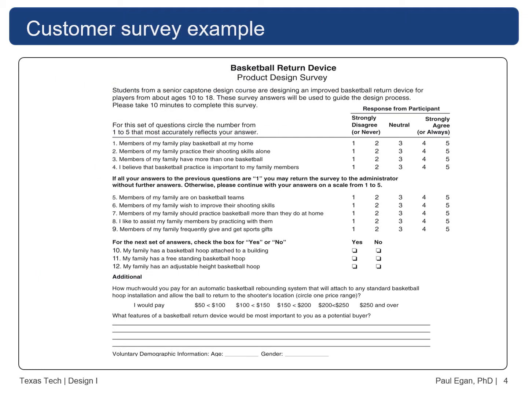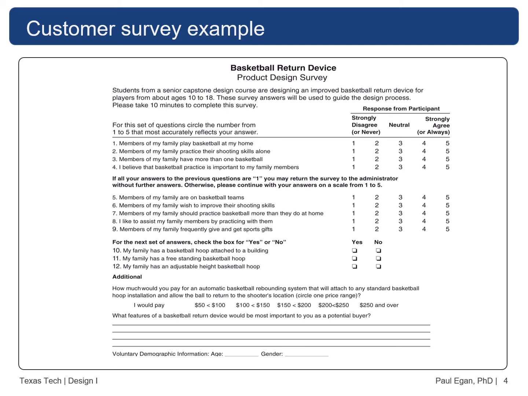So this is an example of a customer survey. It uses what's called a Likert scale. So it rates from strongly disagree to strongly agree, with neutral in between, for each question. This is for a senior capstone course for the basketball return device we talked about in the previous lecture.